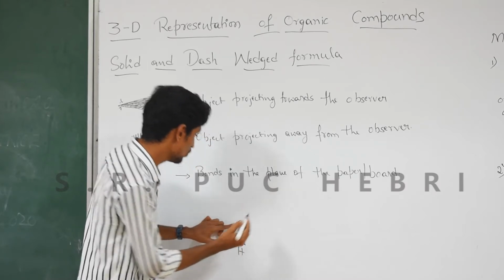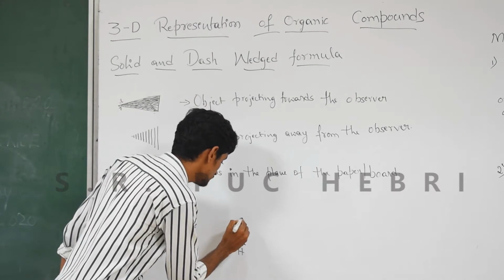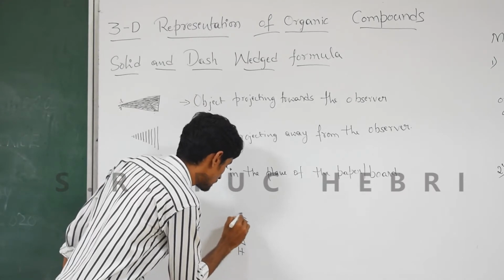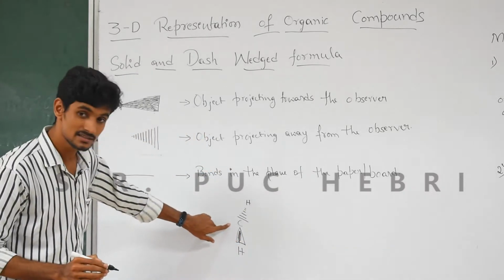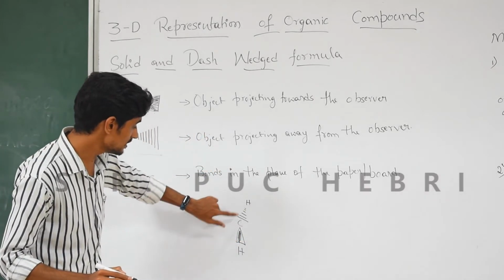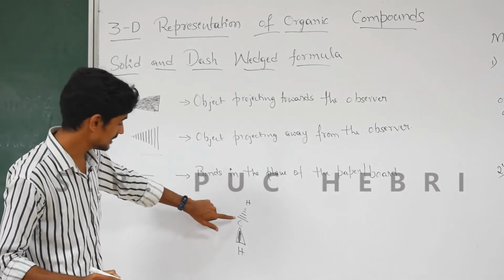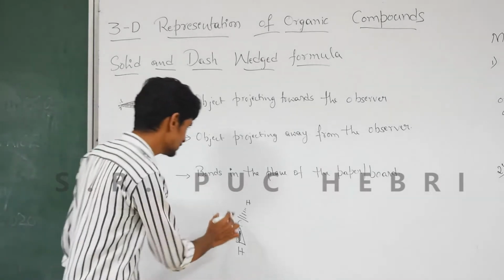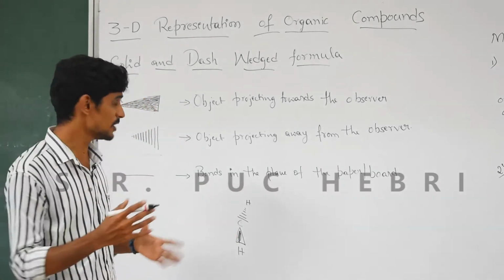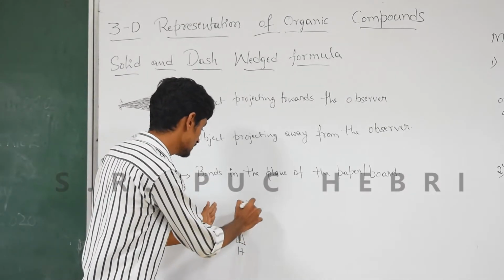And if I write one more hydrogen like this, this means that this hydrogen is projecting away from the plane. It is present away from this plane, so it is projecting away from the observer. Whoever is observing this, this hydrogen is away from them.